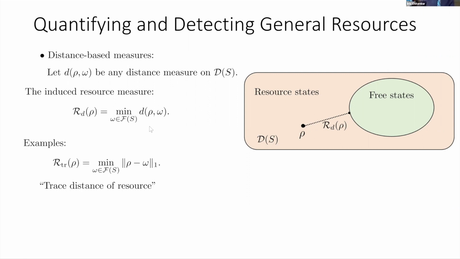This will depend on your choice of distance measure on the space of Hermitian operators. Here are some examples. You could define the trace norm, where you take the difference between rho and omega. At this point here, that would be your omega, that may be your closest free state, and you just look at the distance as measured by the trace norm. Another measure, which actually isn't a proper distance measure, but works in terms of quantifying closeness and can be used to bound true distance measures, is the relative entropy of resource. Here D is your relative entropy between two density matrices, rho and omega, and you just minimize that quantity.